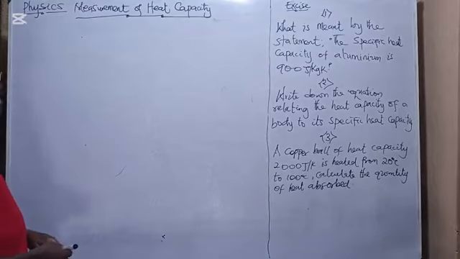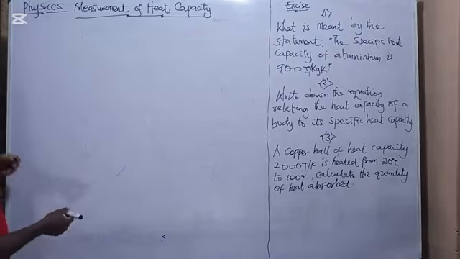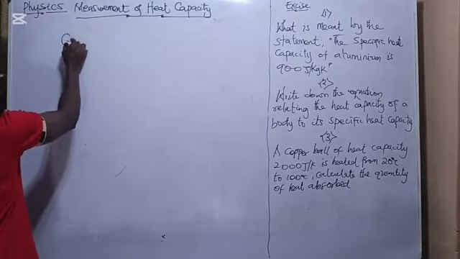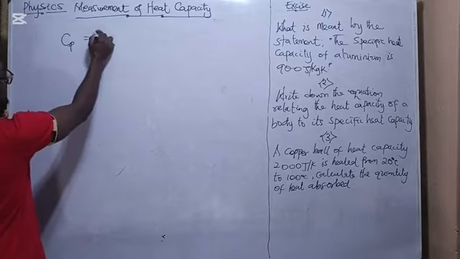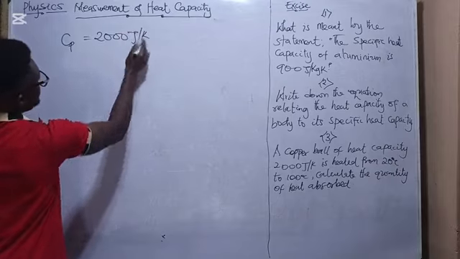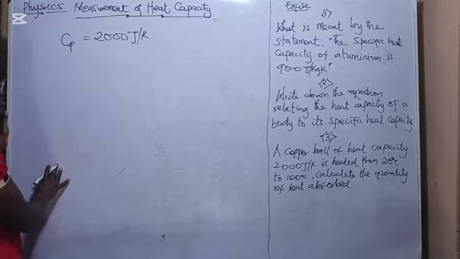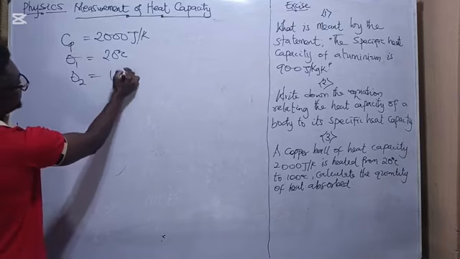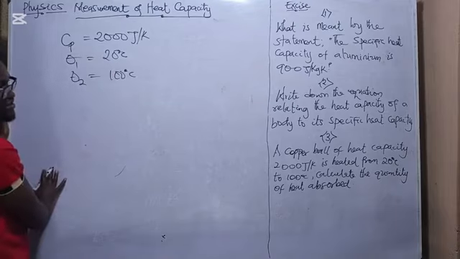Then, a copper ball of heat capacity 2000 joule per Kelvin. The heat capacity of the copper ball was given as 2000 joule per Kelvin. It is heated from an initial temperature of 20 degrees Celsius to a final temperature of 100 degrees Celsius. Then calculate the quantity of heat absorbed.